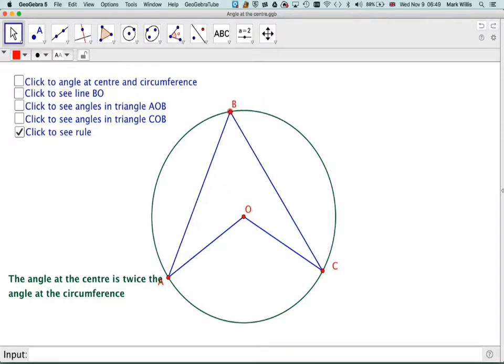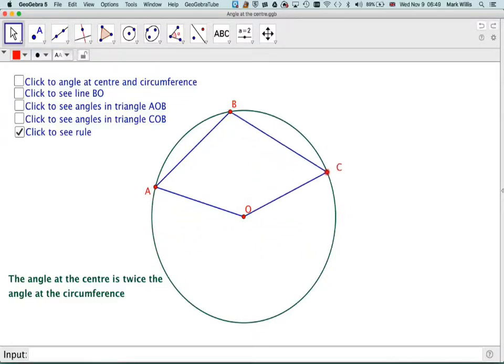The other one that causes difficulty is if I move A up like this, when you're asked to find this angle here. What you need to do is find this angle here by taking twice this one and then subtracting it from 360.